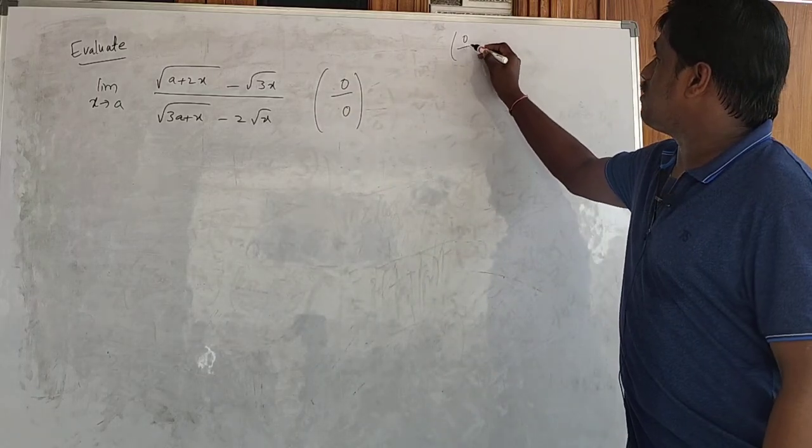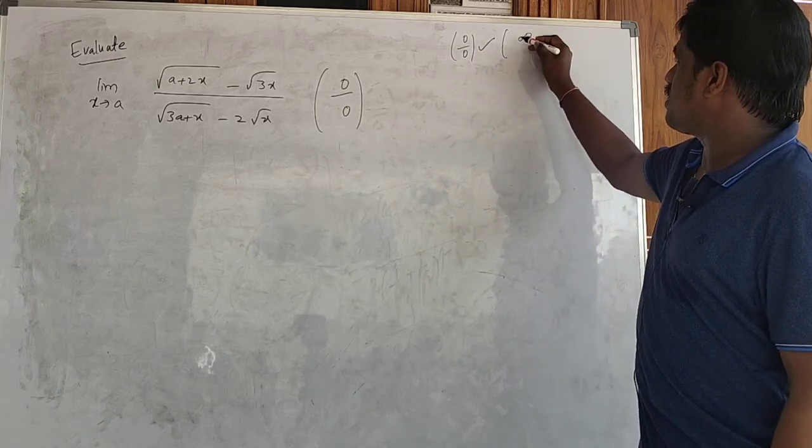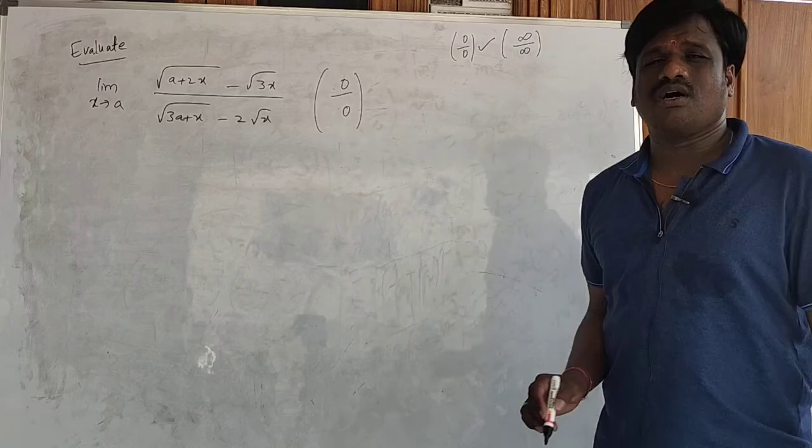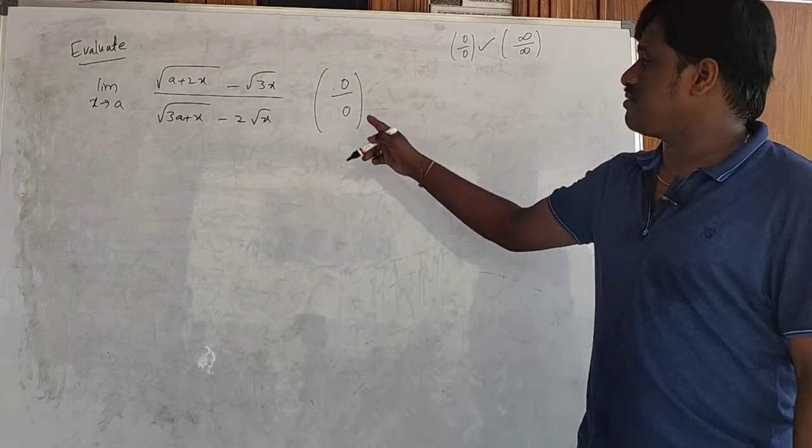In that, infinity by 0 have finished. Now, next lecture we will start with infinity upon infinity. All indeterminate forms we will solve. Okay, let's look at this one.